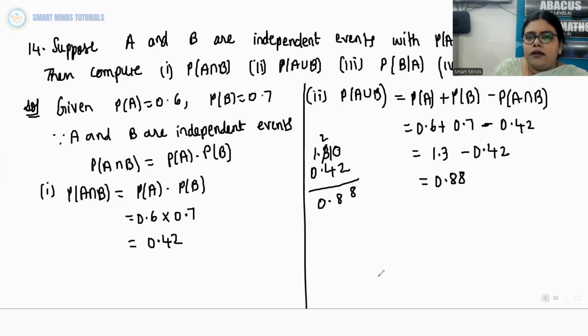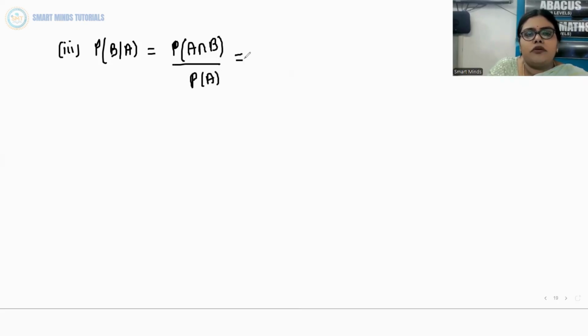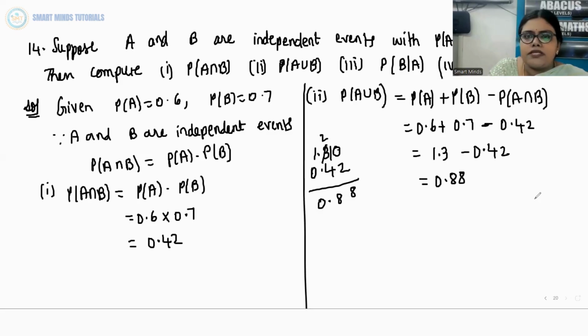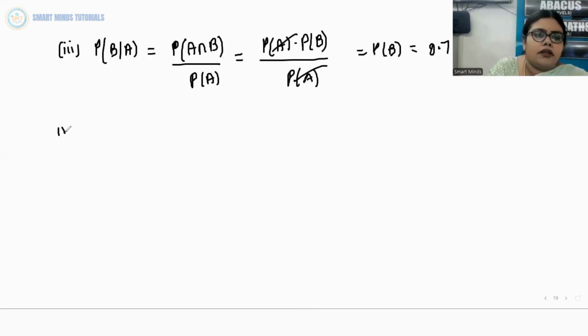Now we need to find P(B given A). Whenever B by A is given, that means it is conditional probability. It is also read as P(B given A). So the formula for P(B|A) is P(A ∩ B) by P(A). So just now I told you when they are independent events, you can write it as P(A) × P(B) by P(A). So we can cancel P(A), P(A). That is P(B). What is P(B) given in the question? It is given as 0.7. So it is 0.7.